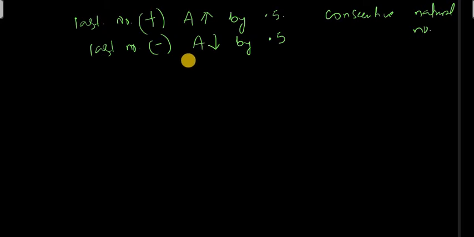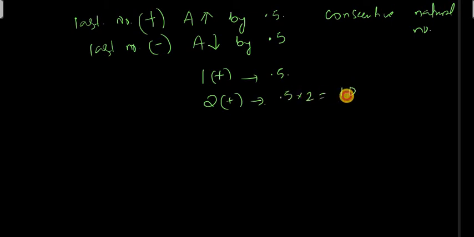If one number is added, the average increases by 0.5. If two numbers are added, the average increases by 0.5 into 2, equal to 1. If three numbers greater than the average are added, the average will be increased by 0.5 into 3, equal to 1.5.